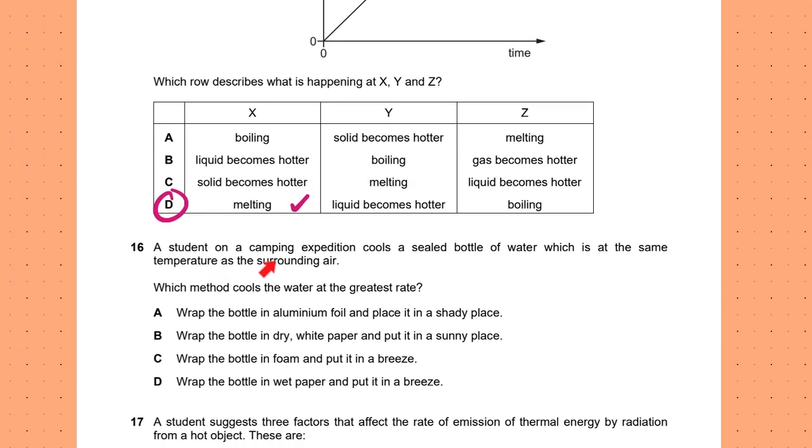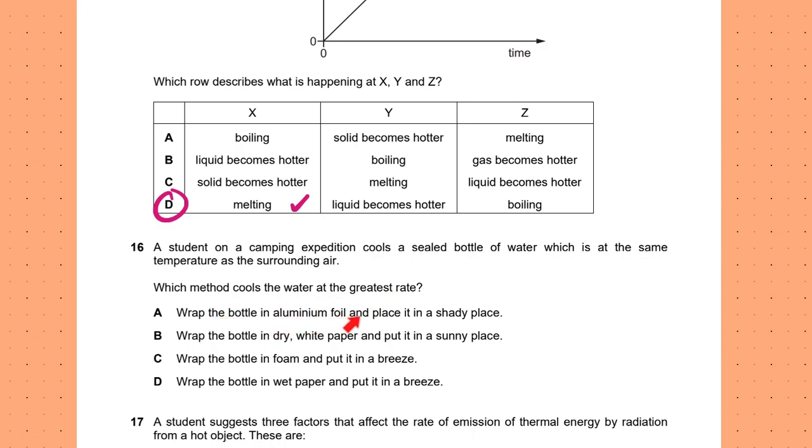16. A student on a camping expedition cools a sealed bottle of water which is at the same temperature as the surrounding air. So cools a sealed bottle of water, alright. Which method cools the water at the greatest rate? So how would you cool the water at the greatest rate?